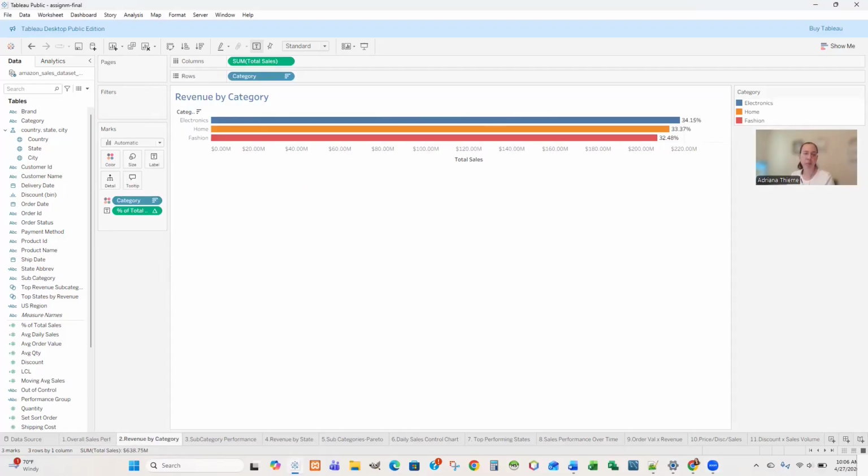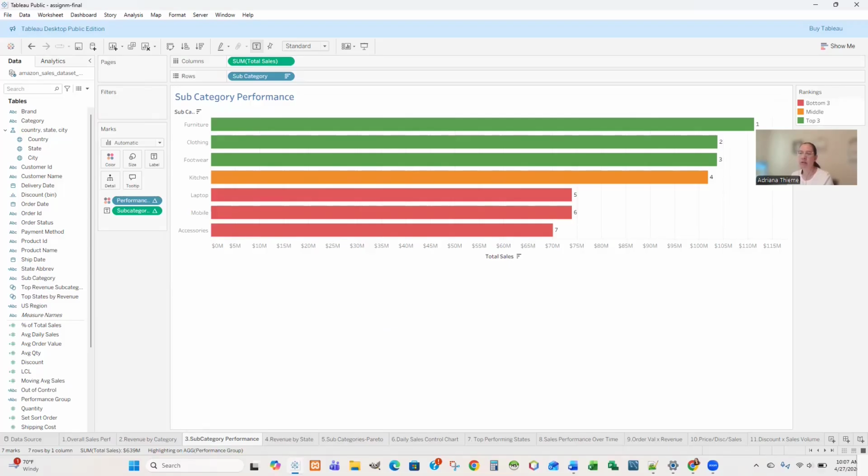Then I dived a little bit deeper to look into revenue by category, how sales is distributed evenly across the categories, the main categories of electronic, home, and fashions. These are the three main categories in our data set. So we see we don't have a clearly dominant category. They are pretty much divided equally in thirds within the data set. Next, we're going to answer questions about subcategory performance. And within these categories, I created this chart for us to identify what are the top 3 categories, the bottom 3 categories, and what's within the middle of that.